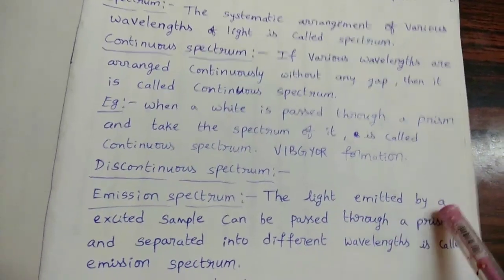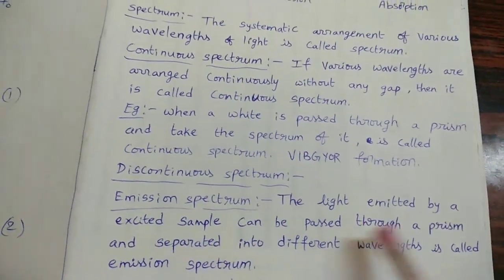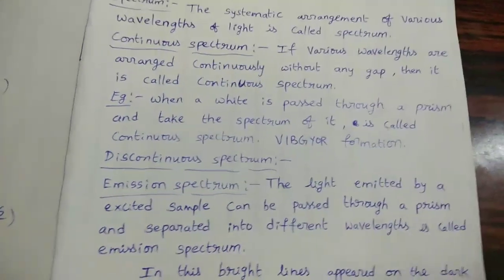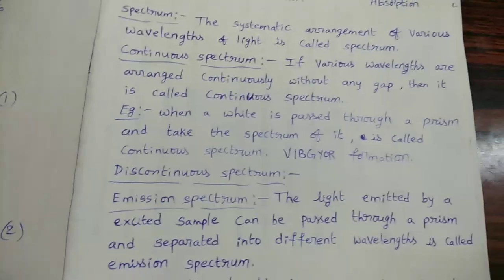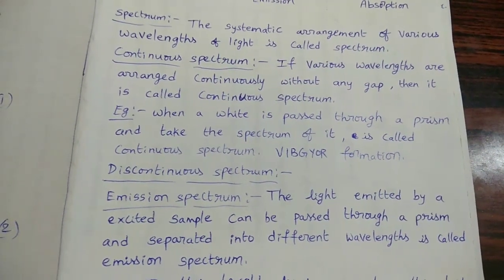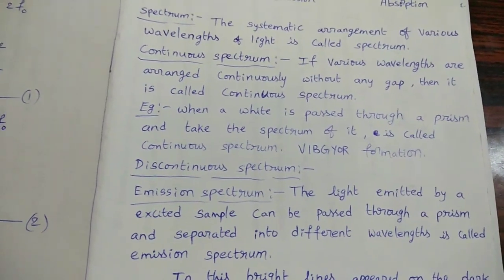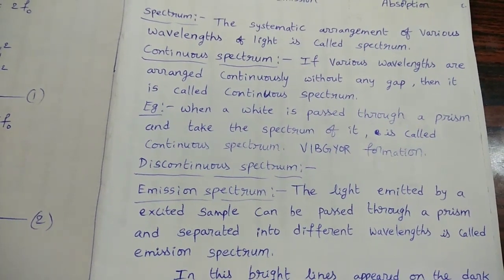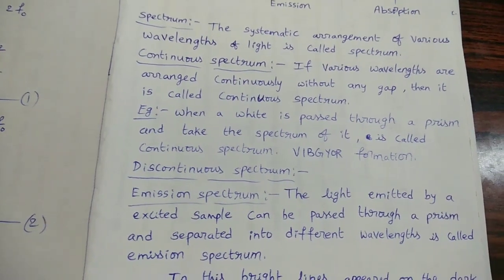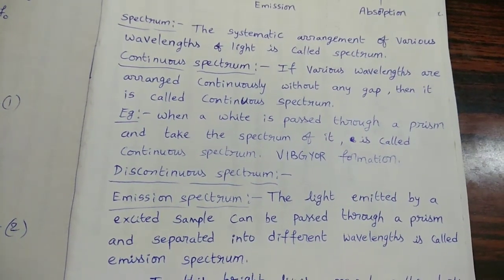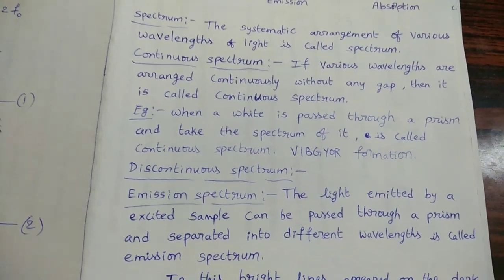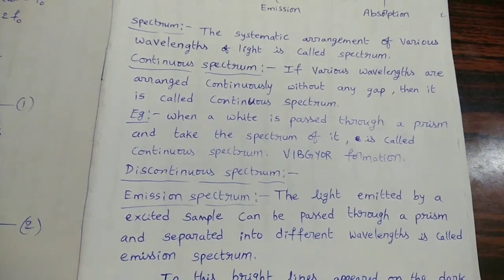The light emitted by an excited sample can be passed through a prism and separated into different wavelengths is called emission spectrum. If we pass a light to a substance, then the electrons in that atoms absorb that energy and go to the higher energy level. But in that higher energy level, they cannot stay for a long time. Immediately, in a fraction of seconds, they come back to the ground state by emitting radiation. For that emitted radiation, if we take spectrum, that is emission spectrum. I hope you understand this one.